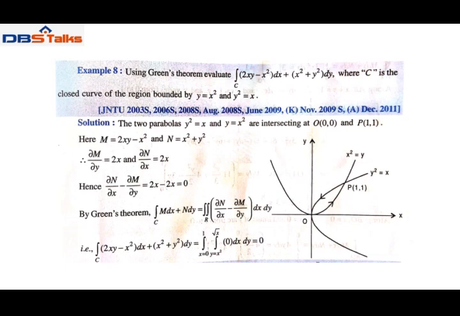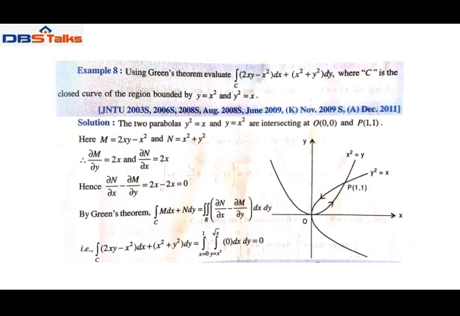Given an integral, we have to write it in the form of integral M dx plus N dy. Here M equal to 2xy minus x square and N equal to x square plus y square. Next, to find dou M by dou y, that equal to 2x, since y differentiates to 1 and x square is 0. So dou M by dou y equal to 2x. For dou N by dou x, x square differentiation is 2x and y square differentiation is 0, so dou N by dou x equal to 2x. Hence dou N by dou x minus dou M by dou y equal to 2x minus 2x equal to 0.